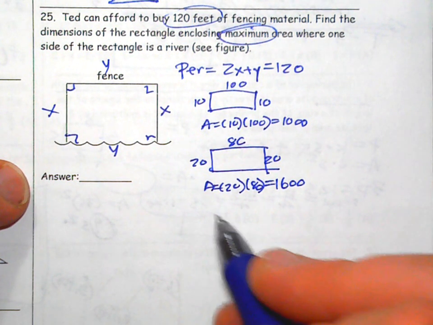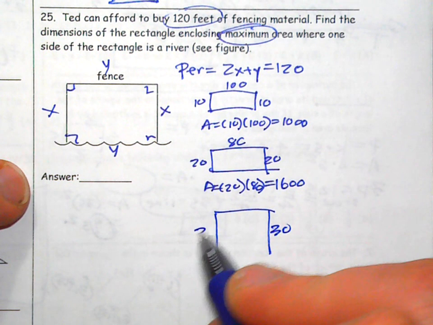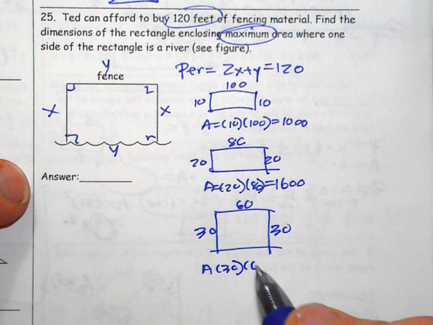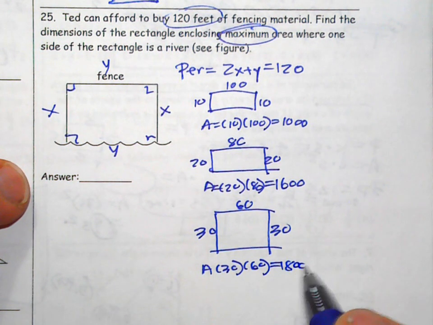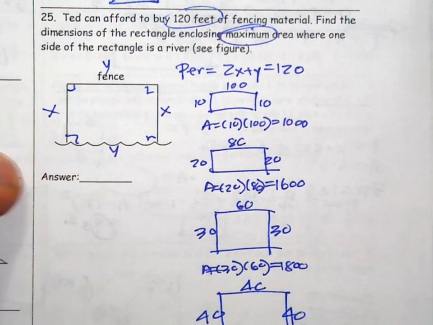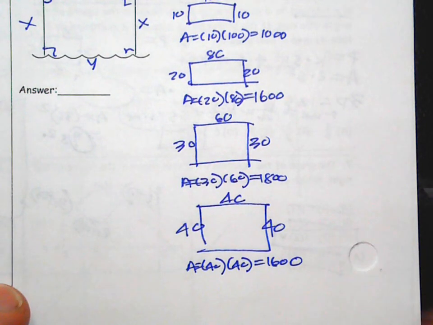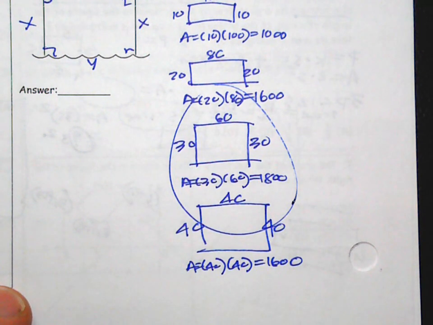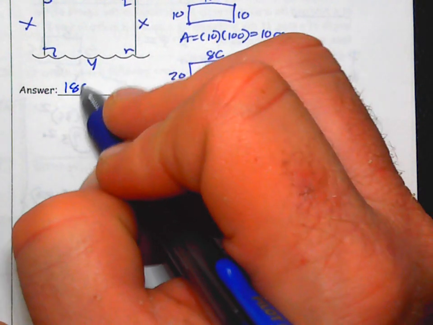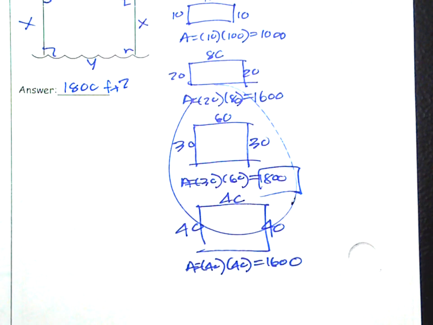You keep going. All right, well, let's make it 30 and 30 and 60. And the area would be 30 times 60 is 1,800. Even better. All right, we can keep going. Let's make it 40 and 40 and 40. And the area would be 1,600. So now it's starting to go back down. So I think the biggest area is somewhere in between here, right? It ends up being the greatest area, 1,800 square feet. That's just guessing and checking.